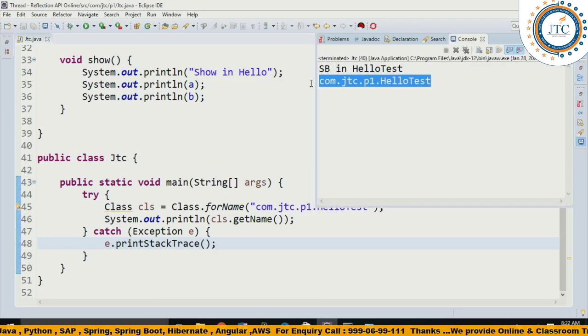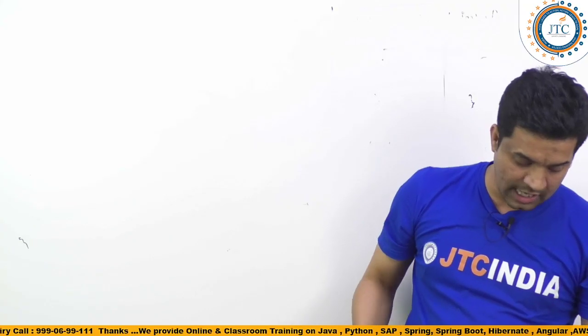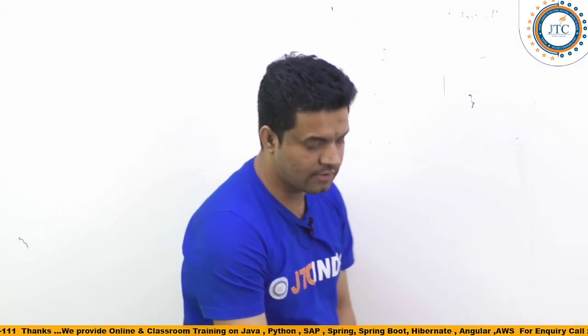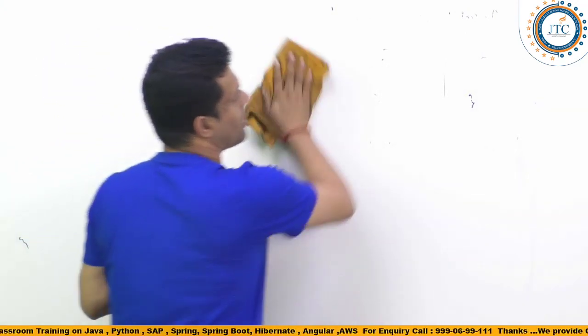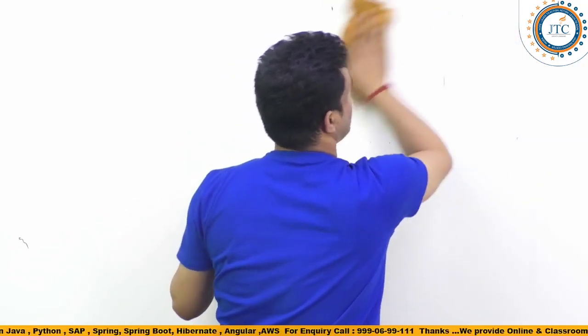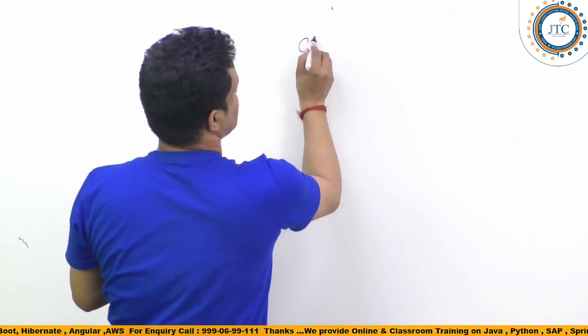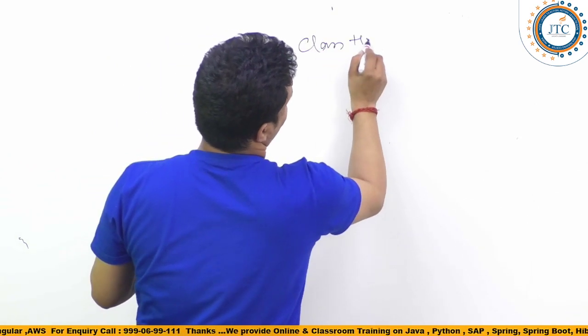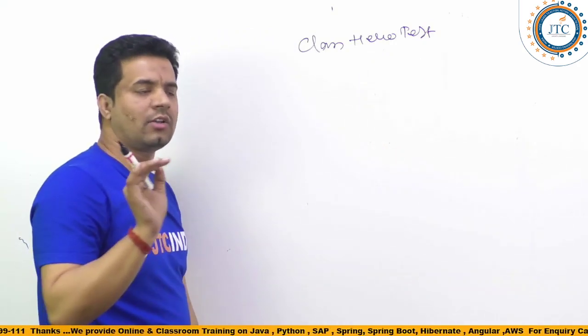So what did we get? See, what was your requirement? To analyze a class. Understand here, guys. Now pay attention here. What was our requirement? To analyze a class. So we had one class called HelloTest.